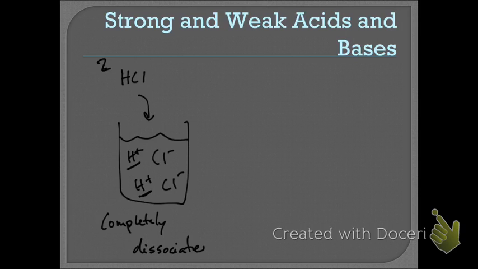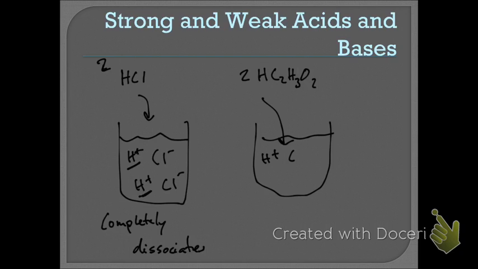But what makes a weak acid is, let's take 2 particles of vinegar, also known as acetic acid, C2H3O2. When I put that in water, it's an acid because it dissociates, but not all the particles will dissociate. Some of them will stay together, like this one. So you'll see it's weaker because there's not as many H plus ions. It partially dissociates.